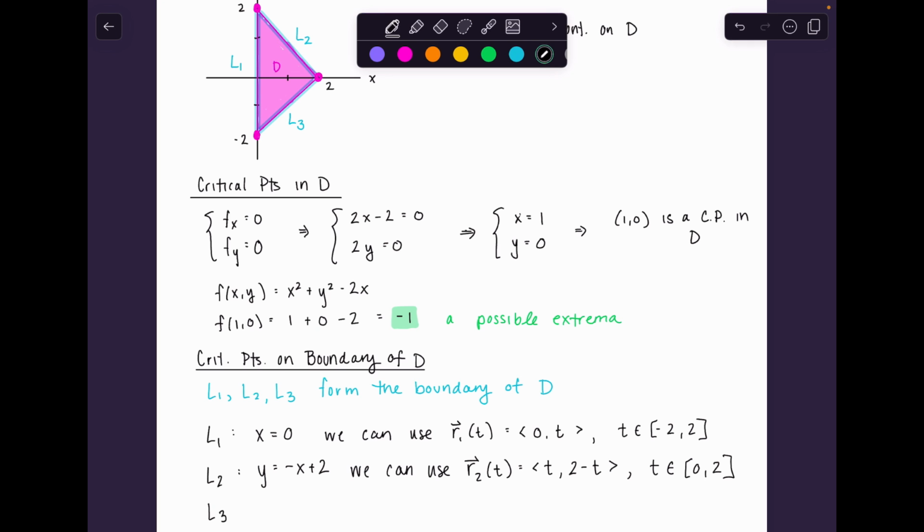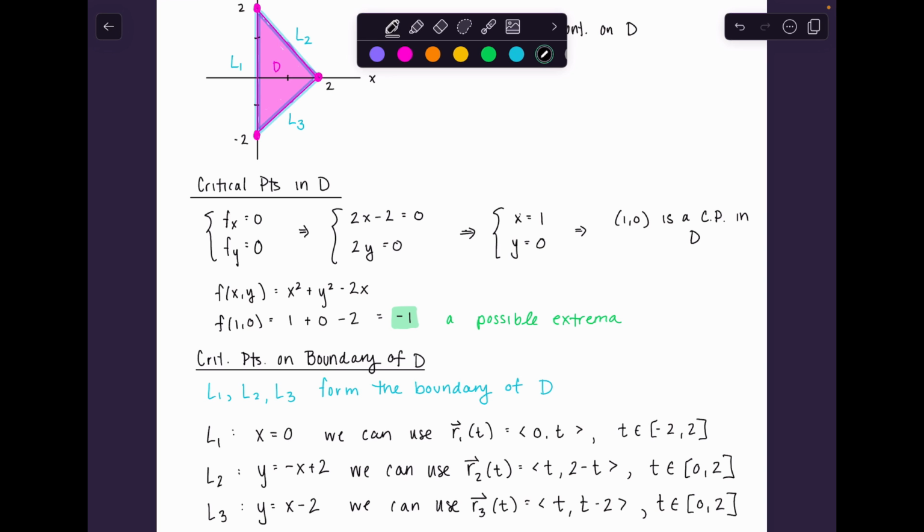And then finally, we've got line 3. That y-intercept is negative 2, and the slope is up 2 over 2. It is positive 1. So this is the line x minus 2. So we can use the vector function R3 of t, given by our x being t, and our y is t minus 2. And again, for this line, the x varies between 0 and 2.